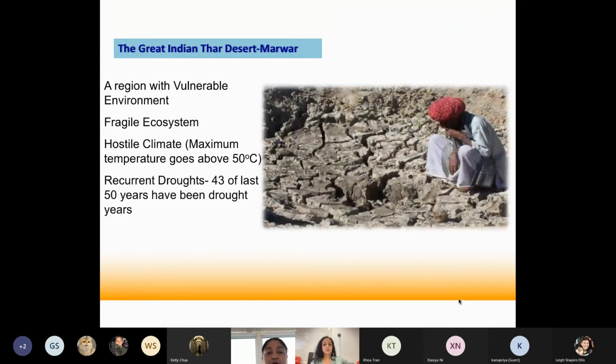We have recurrent droughts. 43 out of the last 50 years have been drought years. And the probability that a particular year is going to be a drought year is nearly 40%. So that is how severe the water scarcity is.